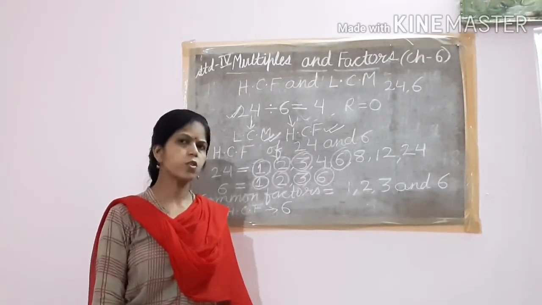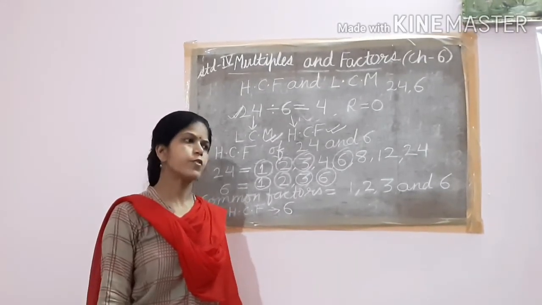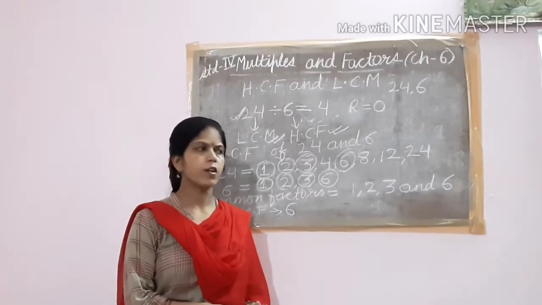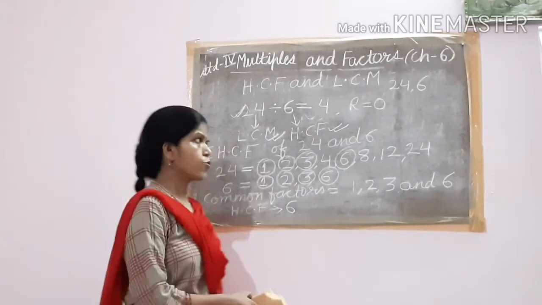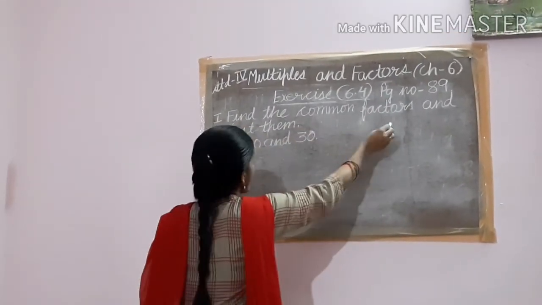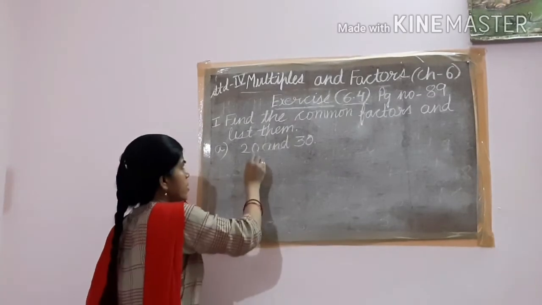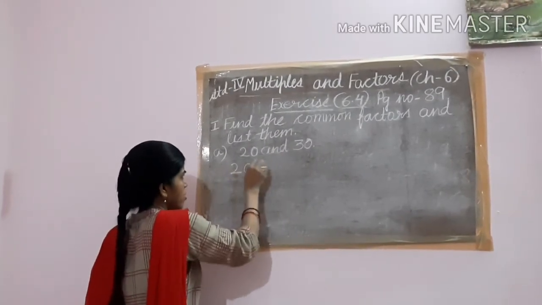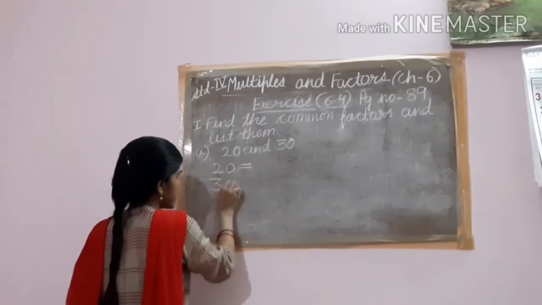Now we are going to solve some of the questions given in your book, exercise number 6.4. So let us start the first question. I have written one question from your book. Find the common factors and list them: 20 and 30. You have to find the common factors.